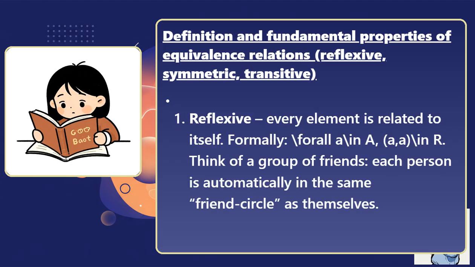Reflexive: every element is related to itself. Formally, for all a in A, (a, a) is in R. Think of a group of friends. Each person is automatically in the same friend circle as themselves.